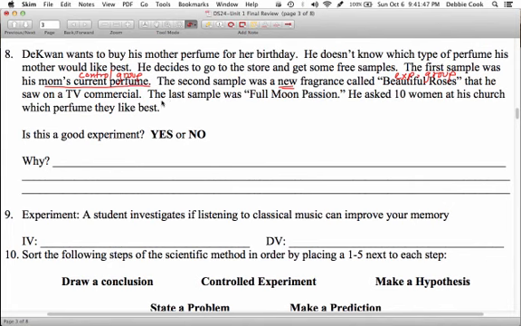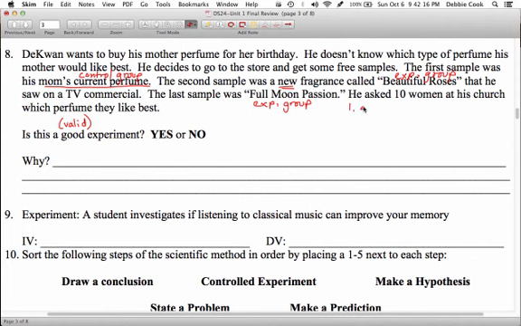I'm going to continue to read. The last sample was Full Moon Passion. Again, this has to be my experimental group because it's not what his mom normally uses. He asked 10 women at his church which perfume they like best. So now we need to ask ourselves, is this a good experiment? And above good, I'm going to write the word valid because I want you to be comfortable with both terms. So we need to ask ourselves, does this experiment have all the components that are key for a good experiment?